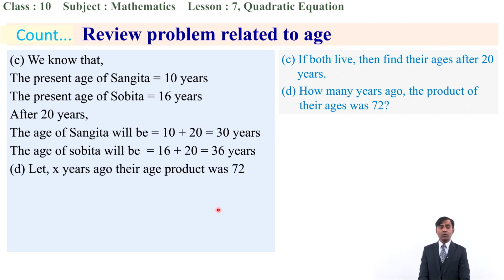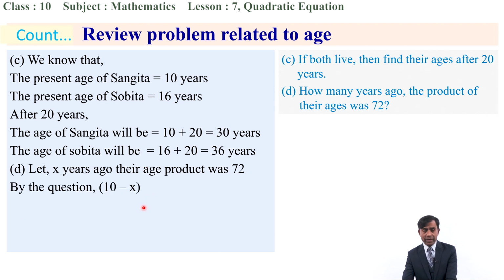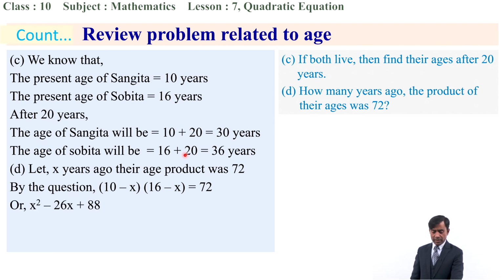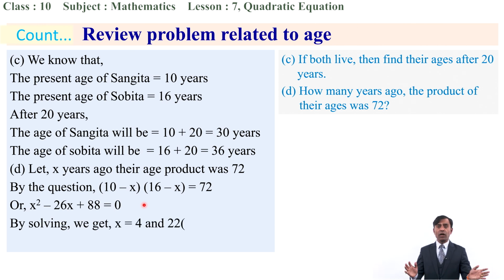Let x years ago their age product was 72. Their present ages are 10 years and 16 years. So x years ago their age was present age minus x. By the question, age of Sangeeta is 10 minus x, age of Sobhita is 16 minus x, then their product 10 minus x times 16 minus x is equal to 72. Multiplying, we get the quadratic equation x square minus 26x plus 88 is equal to 0.